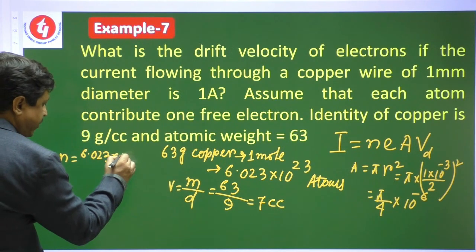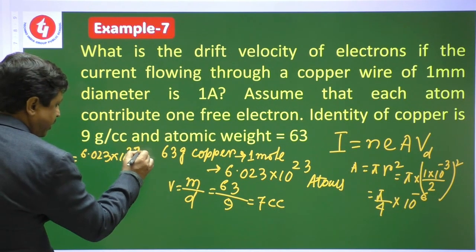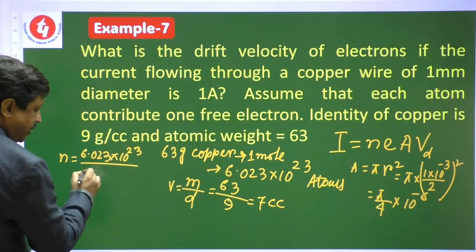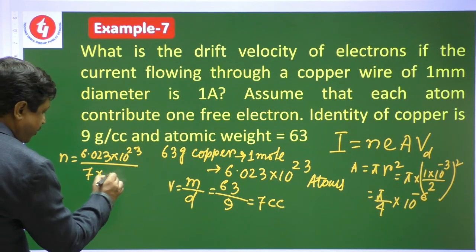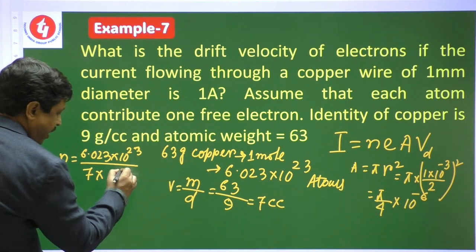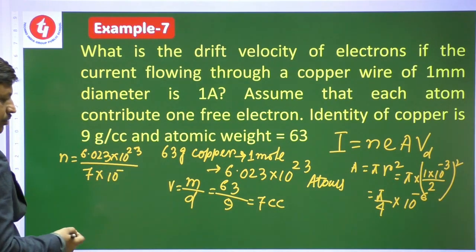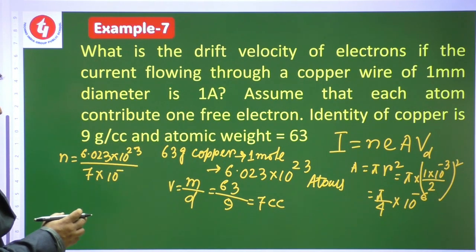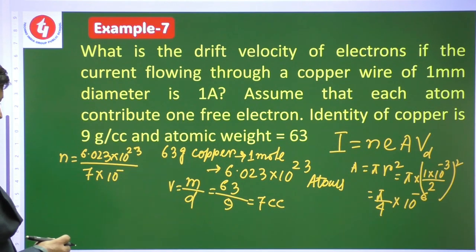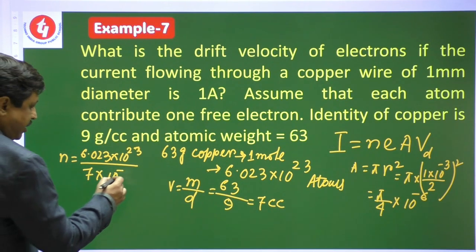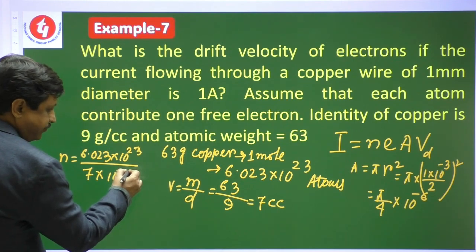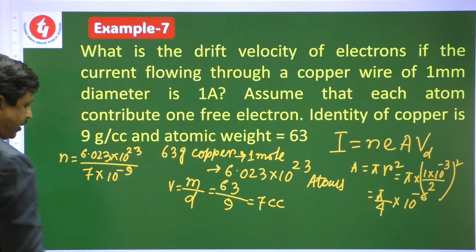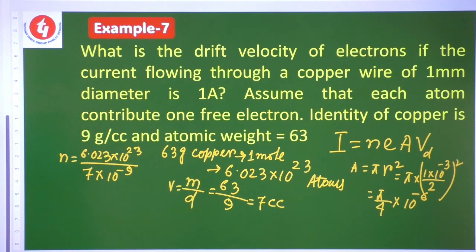So N, the number of free electrons per unit volume, will be 6.023 into 10 to the power 23 divided by 7 cc, that is 7 into 10 to the power minus 6 cubic centimeter. You have to take it in meter cube, that means 10 to the power minus 9 volume. So you have to calculate the value.